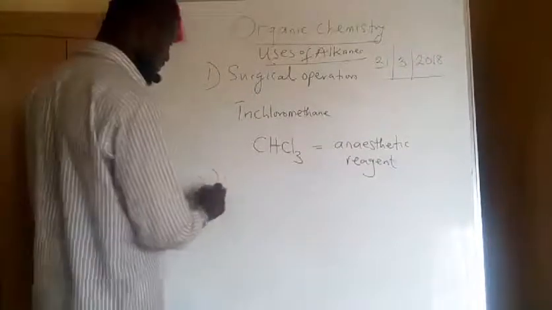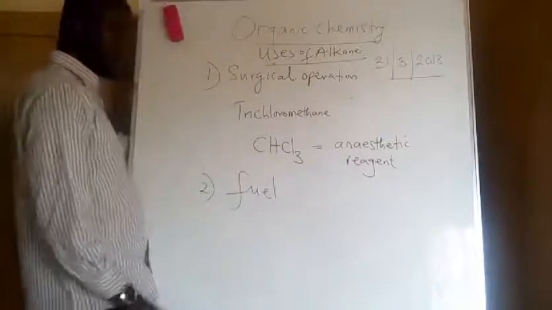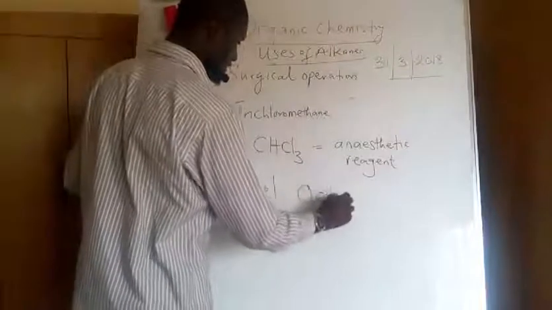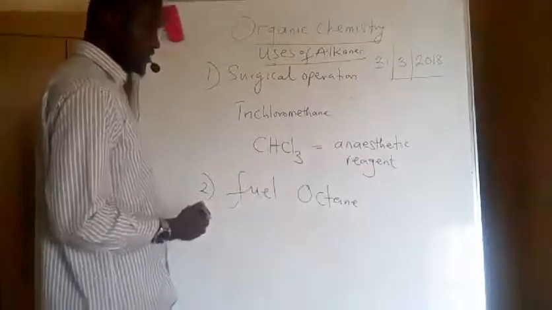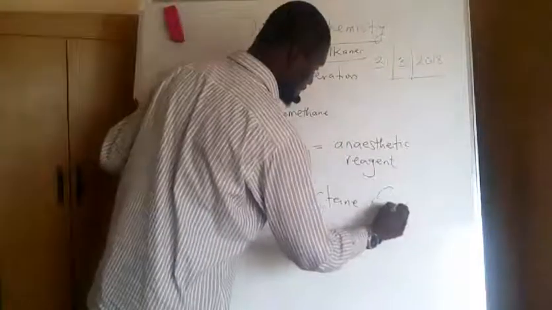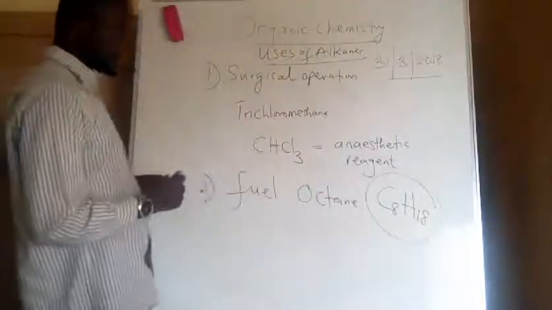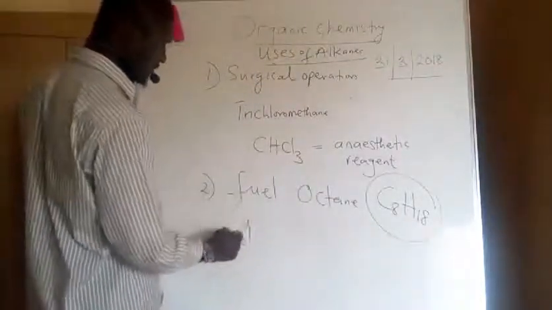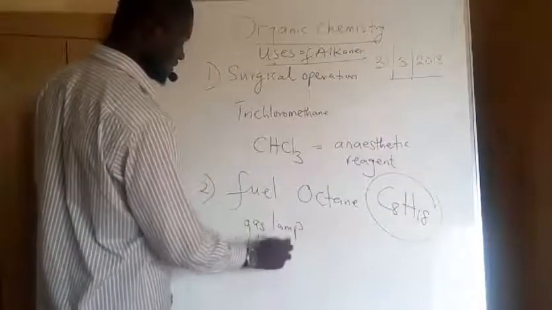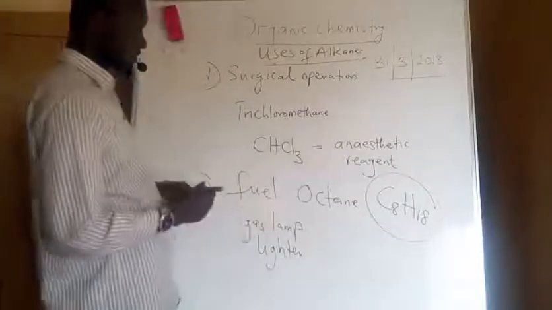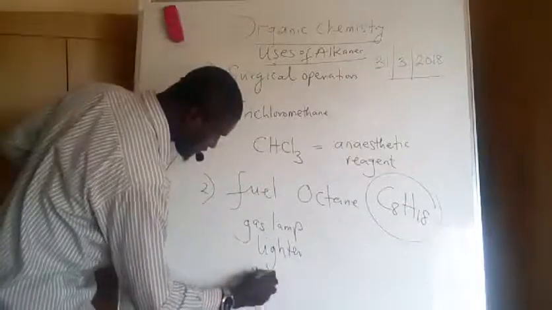The second use of alkane is that they are used as fuel. Alkanes function as fuel. Very good example is octane gas. Octane is a liquid, but a volatile liquid. So octane, which is C8H18, is a very good constituent of fuel. It is used as fuel. It is used in gas lamps, in some lighters, and other gas cooking equipment. Gas cookers.